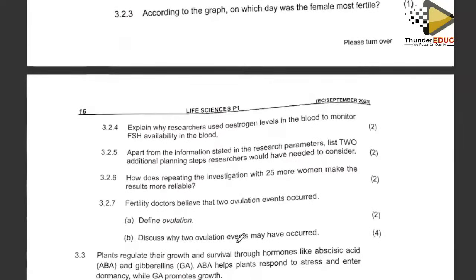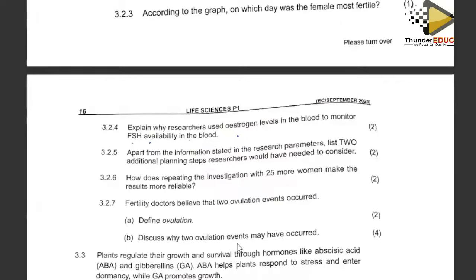Explain why the researcher used estrogen level in the blood to monitor the FSH availability in blood. Remember that FSH causes development of the Graafian follicle, which is a mature Graafian follicle. So when the Graafian follicle develops, it's going to produce estrogen. Automatically, if I have a high level of estrogen, definitely I have a mature Graafian follicle. Therefore, an increase in the level of estrogen will indicate that there is a Graafian follicle which is mature.